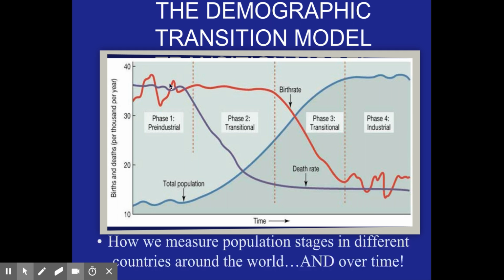So you've labeled this the demographic transition model, and basically your definition is this: how we measure population stages in different countries around the world. We categorize countries into four main stages, and in fact there's a fifth one that we'll talk about that is new to geography, and I'm positive they're going to put this on the AP exam because everyone's so excited.